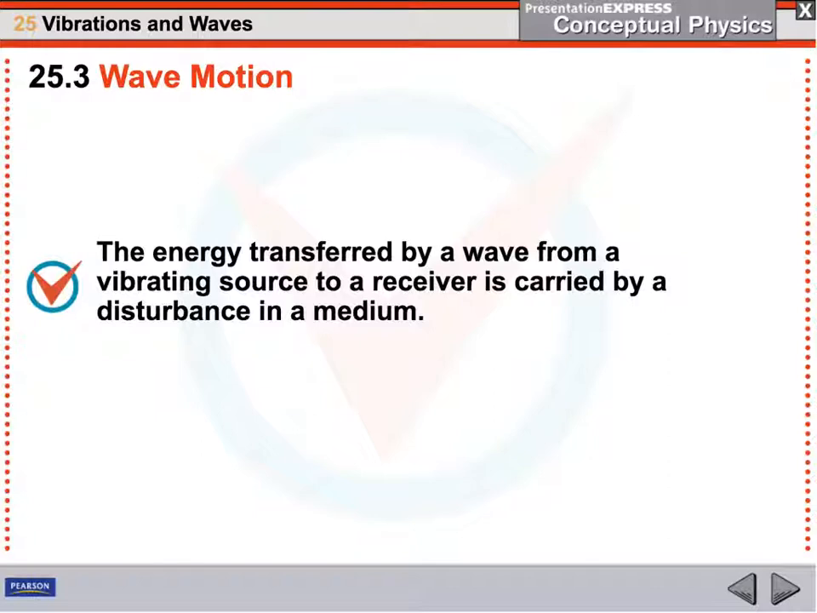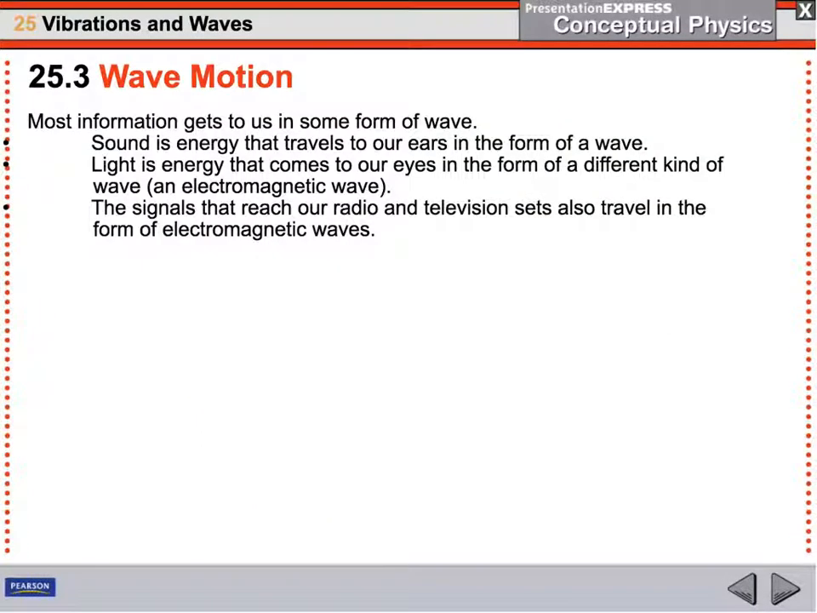Alright, wave motion. The energy transferred by a wave from a vibrating source to a receiver is carried by a disturbance in a medium. We're going to talk about that a lot. Most information gets to us in some form of a wave. Sound is energy that travels to our ears in the form of a wave. Light is energy that comes to our eyes in the form of a different kind of wave. These are called electromagnetic waves. The signals that reach our radio and television sets also travel in the form of an electromagnetic wave.